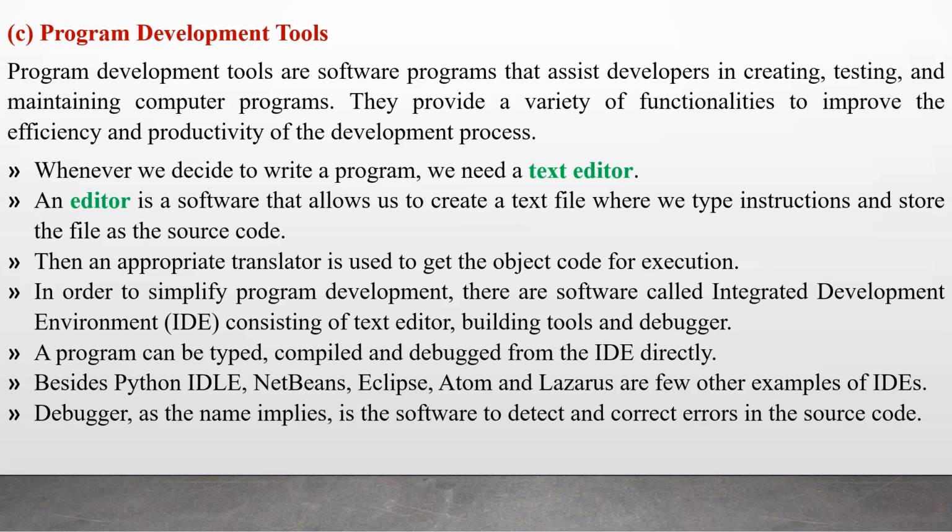In order to simplify program development, there is software called an Integrated Development Environment, IDE, consisting of a text editor, building tools, and debugger. A program can be typed, compiled, and debugged from the IDE directly. Besides Python IDLE, NetBeans, Eclipse, Atom and Lazarus are a few other examples of IDEs. Debugger, as the name implies, is the software to detect and correct errors in the source code.